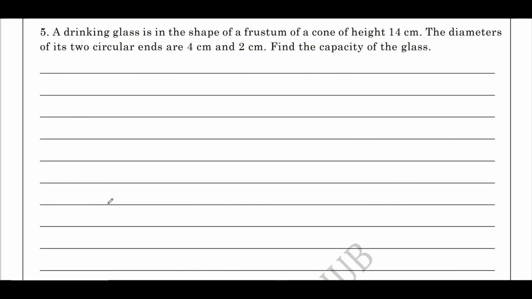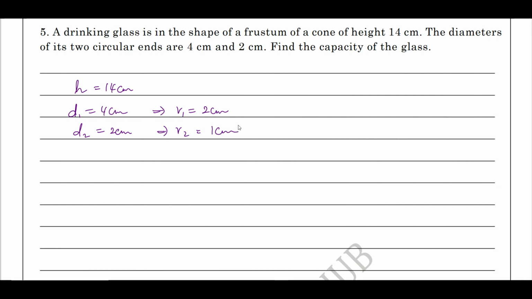A drinking glass is in the shape of frustum of cone of height 14 centimeter. Height of frustum of cone is 14 centimeter. The diameter of its two circular ends are d1 equals 4 centimeter, d2 equals 2 centimeter. Now r1 equals 4 by 2, that is 2 centimeter, and r2 equals 2 by 2, that is 1 centimeter. The radius equals diameter divided by 2.